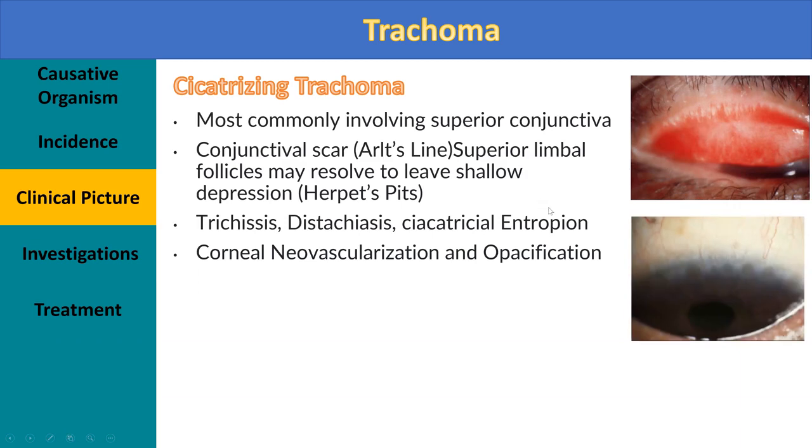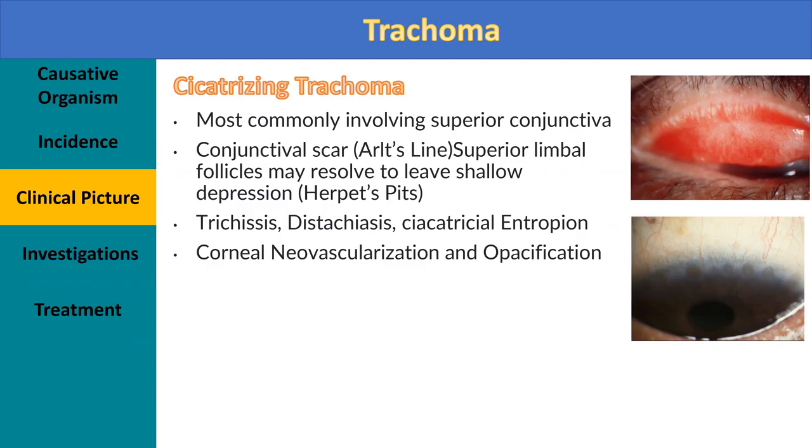Also, it can present with superior limbal follicles, but these are not the same as the vernal follicles or the limbal follicles of vernal keratoconjunctivitis. They will resolve to show shallow depressions. This is called Herbert's pits. Herbert's pits are shallow depressions at the limbus, which indicate the presence of previous limbal follicles due to trachoma. This is a very common question in the exam.